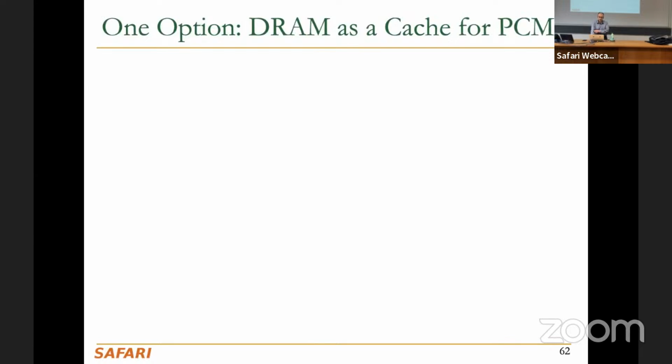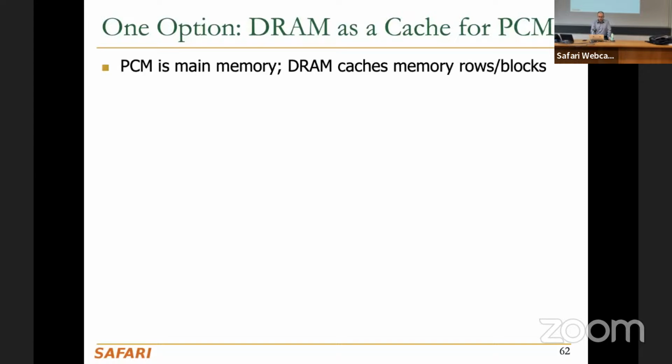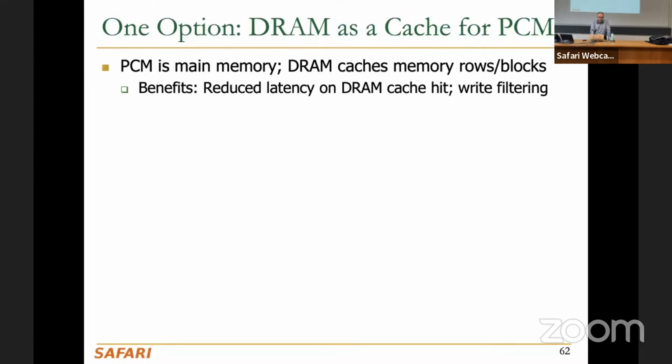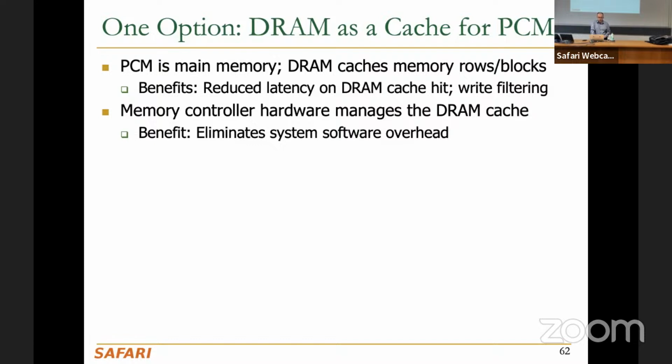But one option is that we can consider DRAM as a cache for PCM. So PCM is the main memory, and DRAM caches memory rows and blocks. The benefit is that it reduces latency on a DRAM cache hit, and it also does write filtering. So it can eliminate the write endurance problem of PCM. And memory controller hardware should manage the DRAM cache. The benefit is that it eliminates system software overhead.